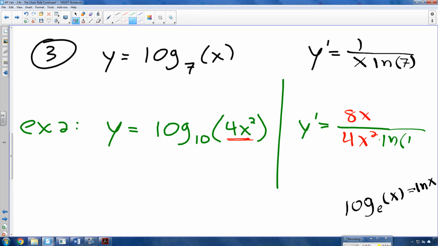So that's kind of like where we need to be with this video. Remember, you can't use the power rule. Hopefully this is making some sense to you.